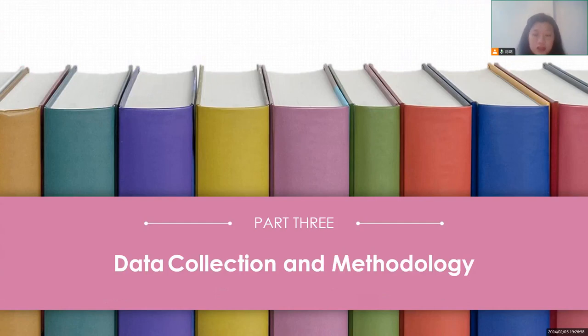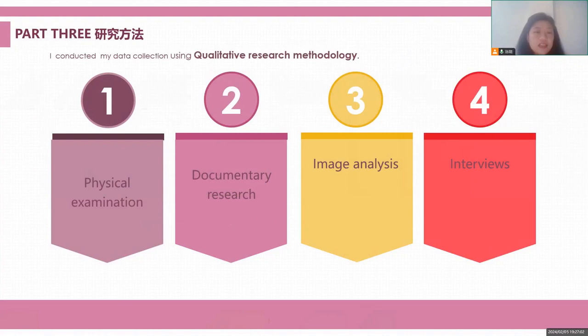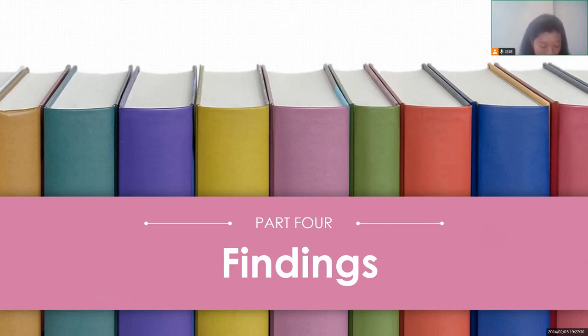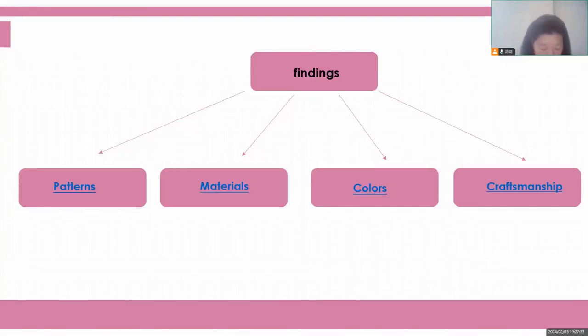Part 3, data collection and methodology. I conducted my data collection using qualitative research methodology. The methods I used are as follows: physical examination, documentary research, image analysis, and interviews. Part 4, findings. In this part of the findings, I analyzed the detailed design characteristics of the festival costumes of the Ming Dynasty from four aspects. The first, patterns; the second, materials; third, colors; the fourth, craftsmanship.